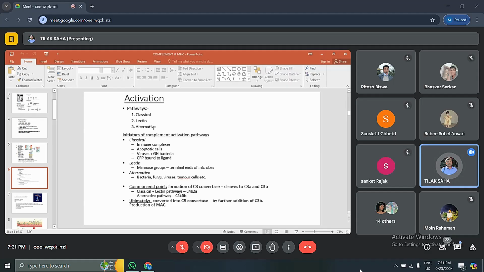I hope all of you understood this one. The difference between the classical and alternative pathway. Is it understood? Yes, sir.